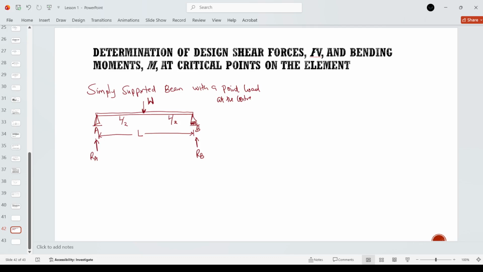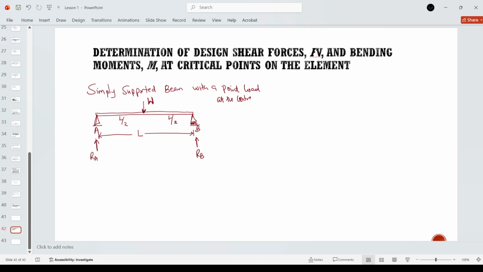Ayub? It will be RB times L, RB plus times RB times L, the entire span, then plus W times L over 2. Yes, like that. Wow. I think you're approaching it from somewhere. However, I think you're trying to use the sum of moments method.